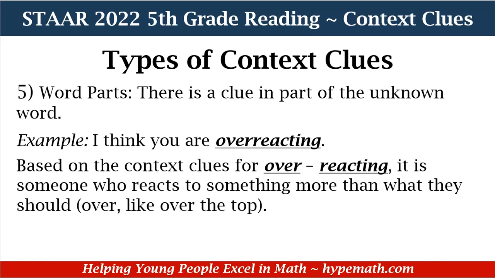Next, we have word parts. There is a clue in part of the unknown word. Our example sentence is, I think you're overreacting. So we can separate or break apart our words. Our prefix is over and our root word is reacting. So we know how to read what react means, right? And so we also know what over means.